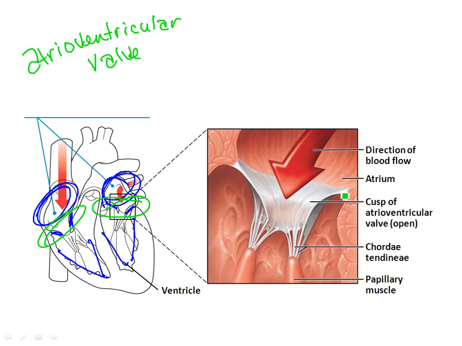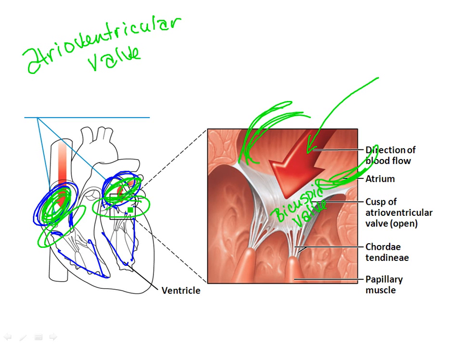Okay, so here you have, according to this diagram, we're looking at the one on the left side. So this is going to be your bicuspid valve. All right, so remember that oxygenated blood now is coming in from the lungs and filling this chamber, filling this atrium. As this atrium is filling, so is this one, okay? So you've got the same thing happening on both sides of the heart.